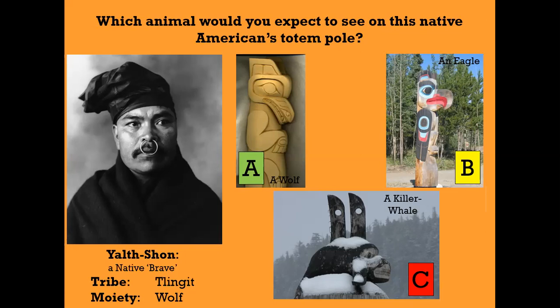Okay, which one is it? Obviously, it's the wolf, because it's his moiety. He might have had an eagle on there, unlikely, different moiety. And the moiety of Gispus Woodawada, remember, is unlikely because he's a Tlingit.